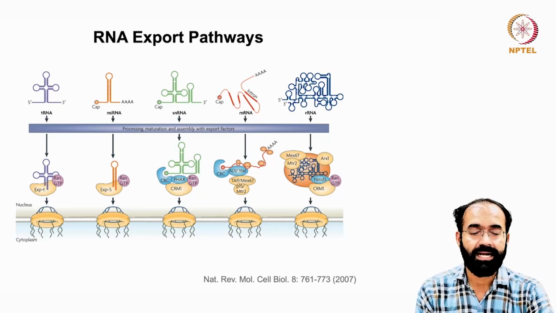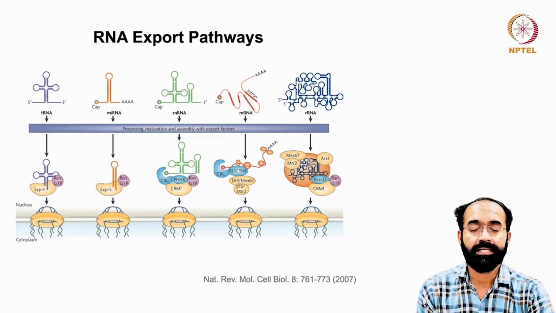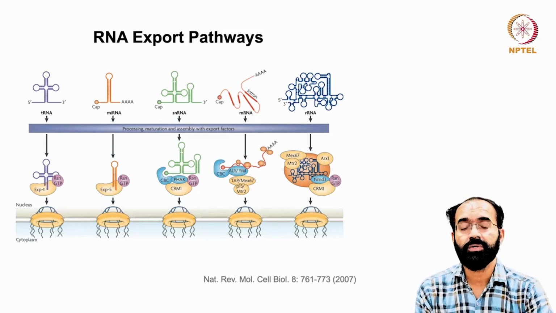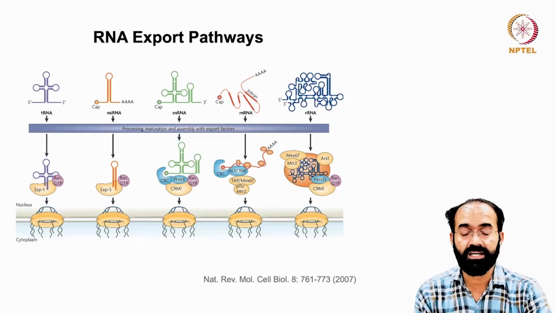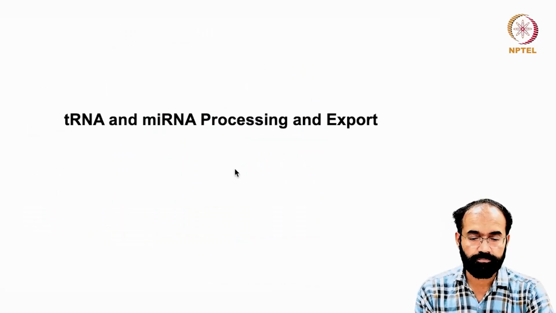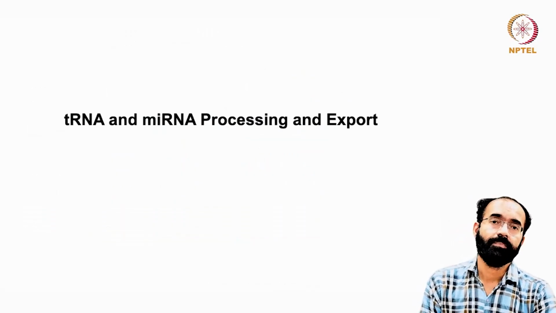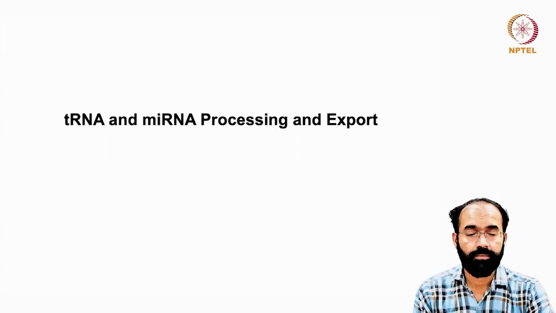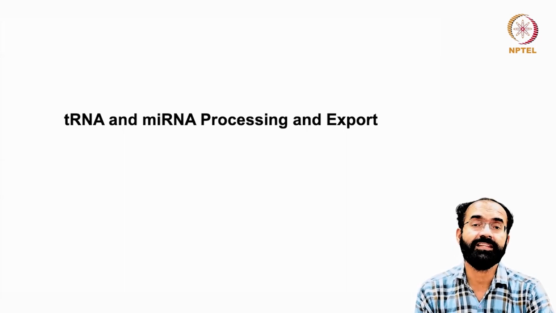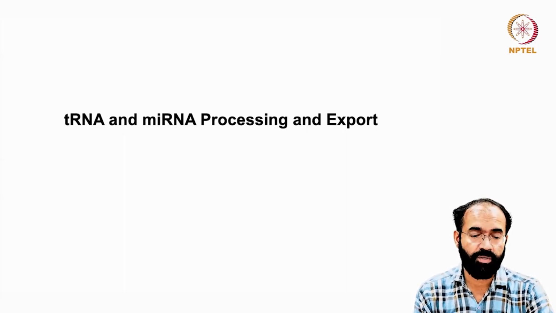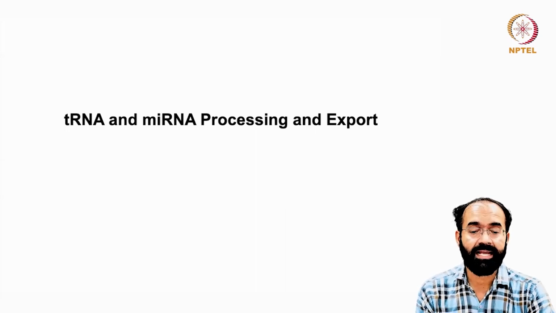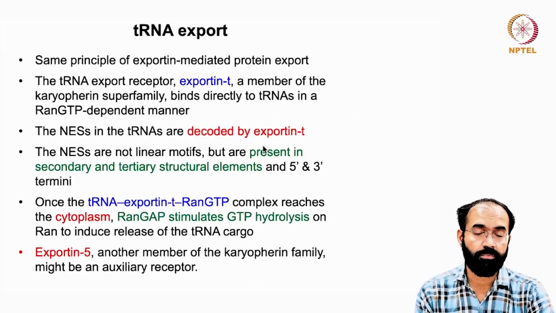Based on the nature of the RNP that is formed or assembled, accordingly it will pass through the nuclear pore complex. And nuclear pore complex proteins also interact with specific proteins associated with this RNP. So let us see individually how different RNA species are transported. Do they have anything in common or are they unique? Let us see transfer RNA and microRNA processing and their export through the nuclear pore complex.